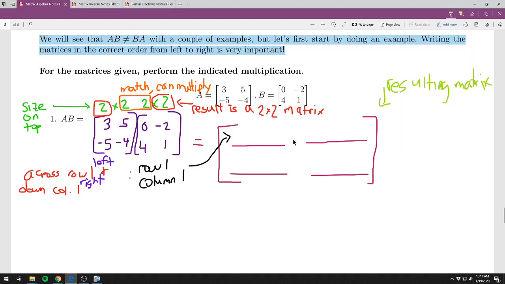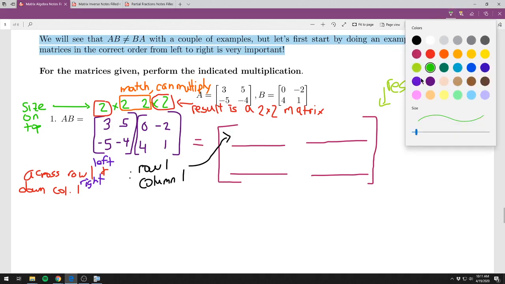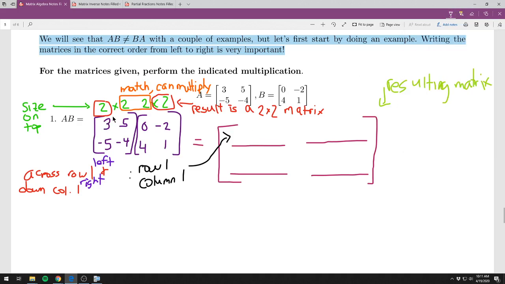So the way it looks when you actually multiply out what goes here, you start with your first entry. The first entry in row 1 is 3, and the first entry in column 1 is 0, and we multiply those two. We multiply 3 times 0. You start by multiplying the first things in the row and column you're supposed to use. Then you add. You always add.